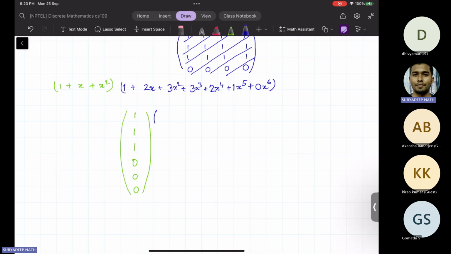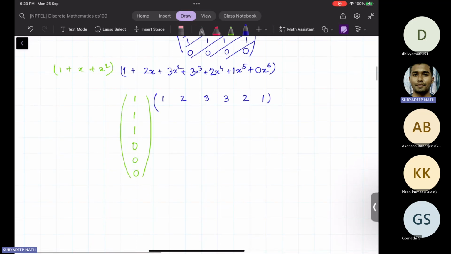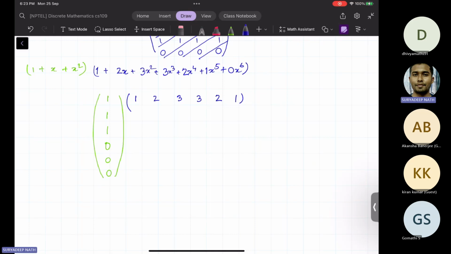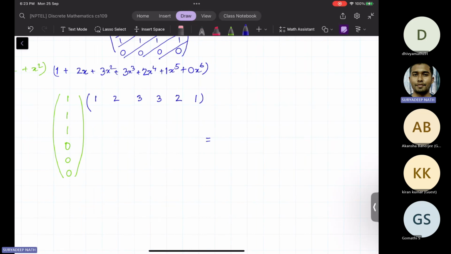And similarly, for this, we are considering 1, 2, 3, 3, 2, 1, up to x to the power 5. Now if we expand this multiplication, what will come? This is very simple. It would be 1, 2, 3, 3, 2, 1. Then again, it will repeat, shifted: 1, 2, 3, 3, 2, 1. Then all zeros.